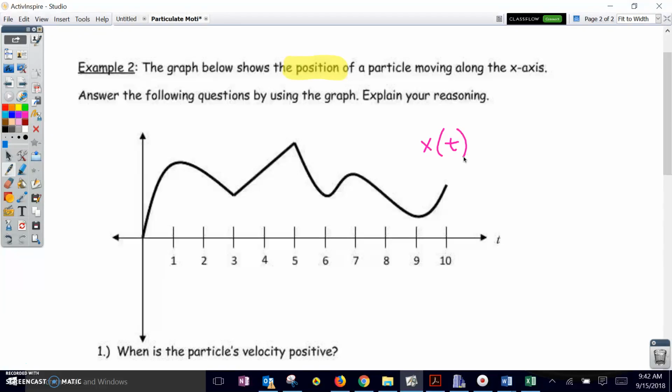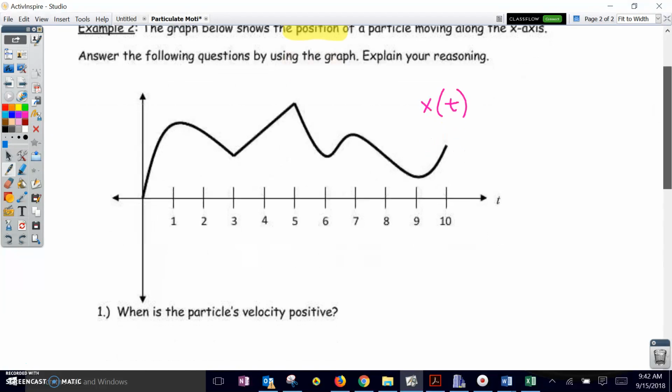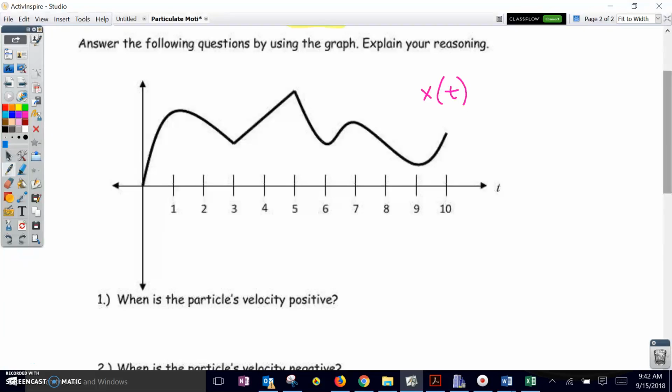So our first question is, when is the particle's velocity positive? Okay, since this is a graph of position, velocity is the derivative, and therefore velocity is represented by the slope of this graph. And so I'm looking for places where the slope of the graph is positive. It's positive here, and it's positive here, it's positive here, it's positive here. So all of those time intervals are places where the velocity is positive. So I'm going to identify all of those.